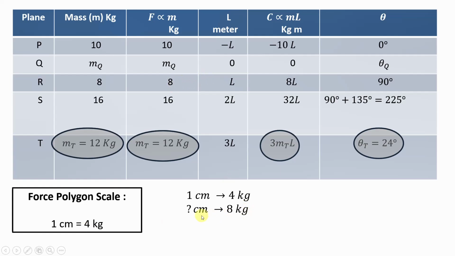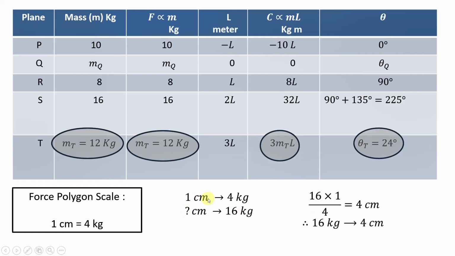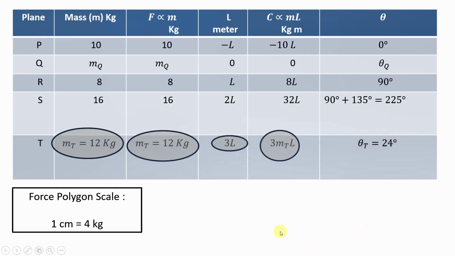Then 8 kg will represent how many centimeter? Again, cross multiply by this. So 8 into 1 divided by 4, that is 2 centimeter. So on our graph paper, on our drawing sheet, this 8 kg is represented by 2 centimeter. Similarly, if 1 centimeter represents 4 kg, then 16 kg will be representing how many centimeters? That is 16 into 1 divided by 4, that is 4 centimeter. So this 16 kg will be representing 4 centimeter on our drawing sheet.